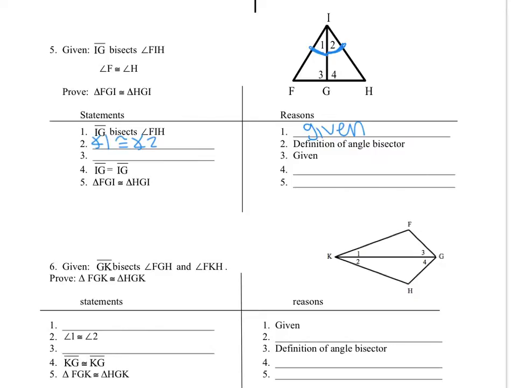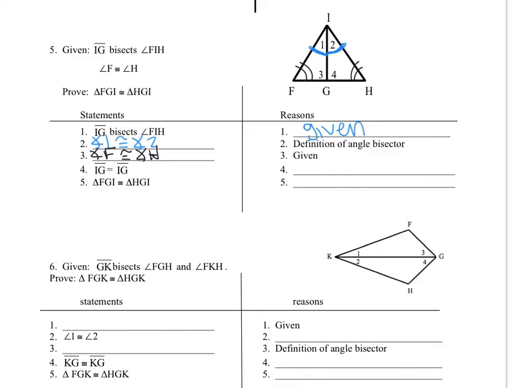You use the angle bisector to cut it in half, and that's your reasoning. Okay, on 3, if you look at the reasoning, it's given. So what other piece of information was given to us that we have not written yet? We know that angle F is congruent to angle H. How do you know that? Because it's given. Okay, make sure you go and label it. So I know that angle F is congruent to angle H.